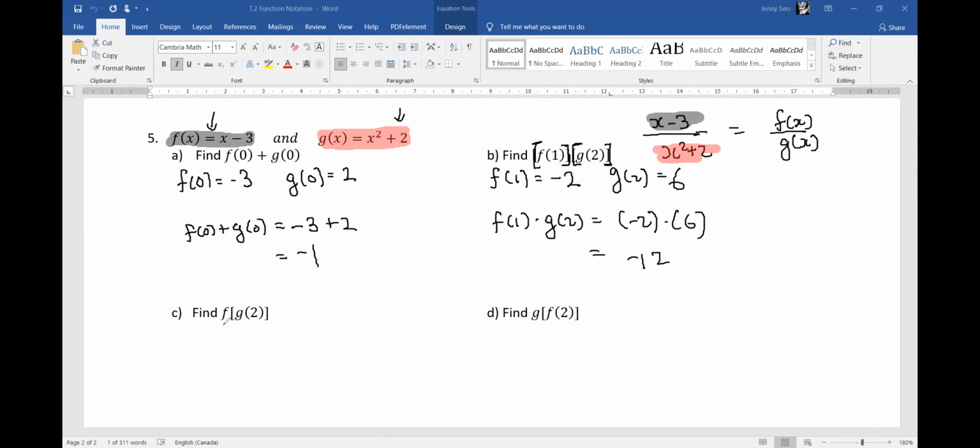What is f of g of 2? What is f of g of 2? I want to know what the answer to the function f is, but what's the number I'm putting in? I'm putting in g of 2. What would that be? See if you can figure that out. It's not really math, but more just understanding how the symbolism works. What is f of g of 2?